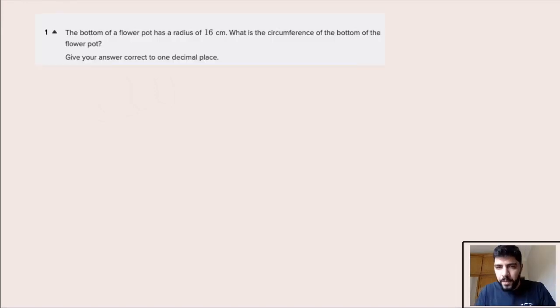Okay? So the first question says, the bottom of a flower pot has a radius of 16 centimeters. What is the circumference of the bottom of the flower pot? Okay? In terms of strategies here, I'm going to choose to make a little drawing. So I'm going to choose to draw first, and then see what comes up. So let me draw this right now.